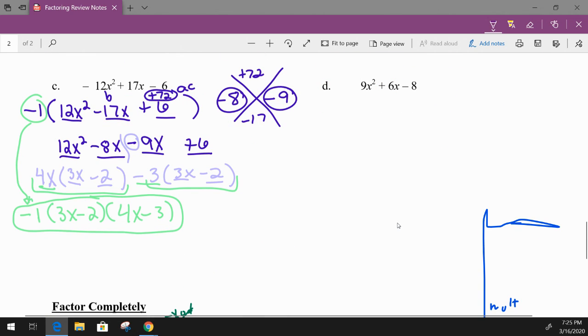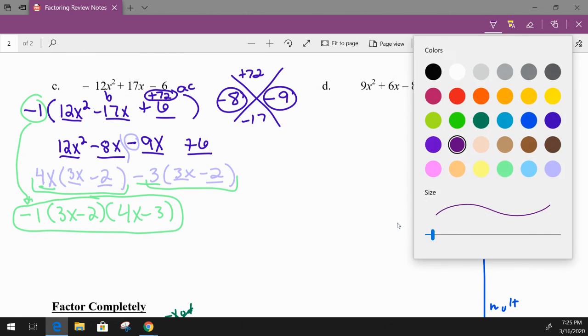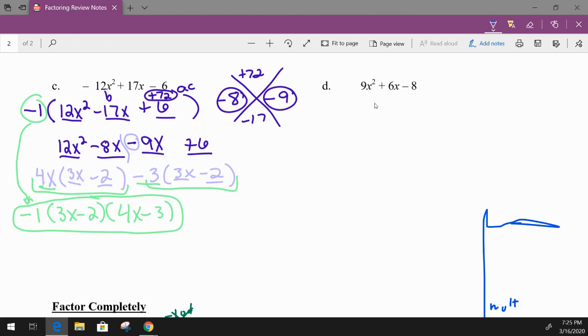All right, one more, and we are done with notes for today. Again, look for greatest common factor. There aren't any. There are 3 terms. Your leading coefficient is not 1. So we're going to set up 4 terms. Your first term stays the same. Your last term stays the same. And then if we multiply our A times our C, we've got negative 72. So that's AC, and our B is 6.